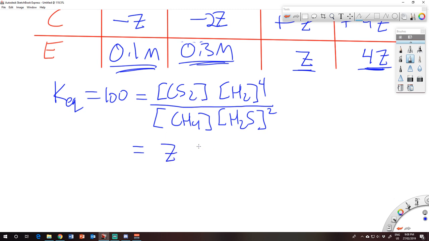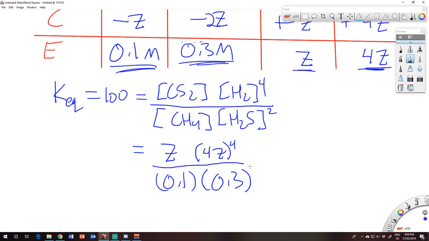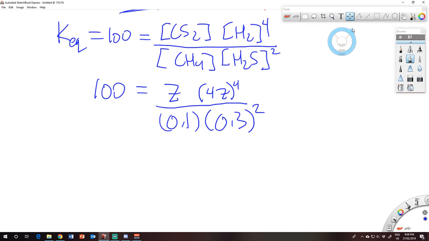CS2 is Z, H2 is 4Z to the 4th, CH4 is 0.1, and H2S is 0.3 squared. Oh, this actually isn't so bad. I don't know why they said it was nasty. I thought it was going to be some crazy binomial 4th root or something like that. But this is actually not so bad. It's actually not so bad.